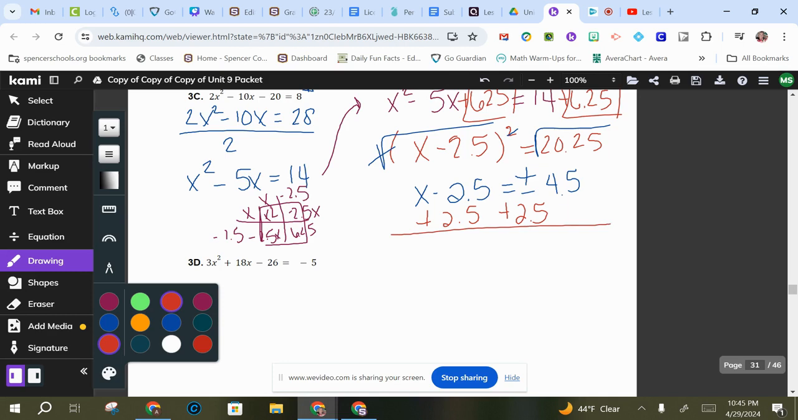This is where you've got to be careful how you do this. So x equals, the 2.5 goes first, plus 4.5. I'll keep track of them here. So x equals 7. And then if you do 2.5 minus 4.5, that would be a negative 2. So my two solutions to this problem are x equals 7 and x equals negative 2. Again, if I had time, I'd plug it back in. Make sure when I plug in 7 and negative 2 into that equation, it does equal 28.